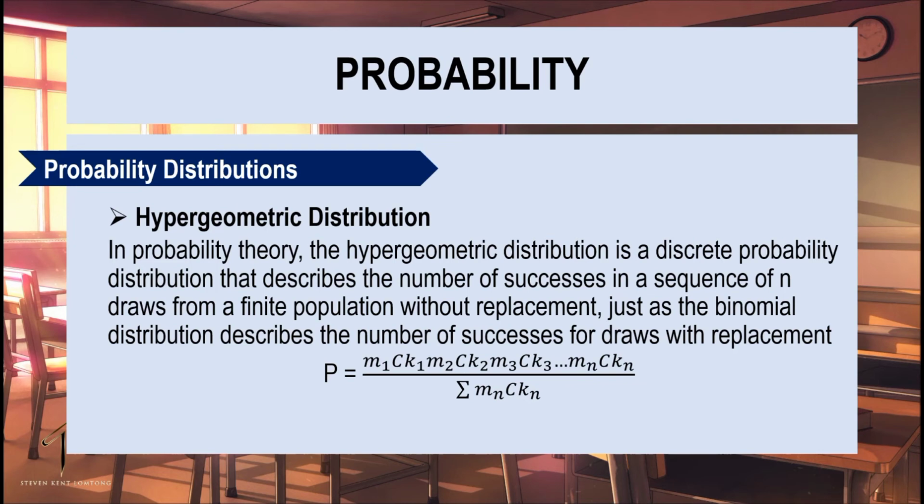Then we also have the hypergeometric distribution. In probability theory, the hypergeometric distribution is a discrete probability distribution that describes the number of successes in a sequence of n draws from a finite population without replacement. Just as the binomial distribution describes the number of successes for draws with replacement, this is equal to P equals M sub 1 C K sub 1, M sub 2 C K sub 2, M sub 3 C K sub 3, and so on and so forth, divided by the summation of M sub n C K sub n. So we're going to use the combination here.